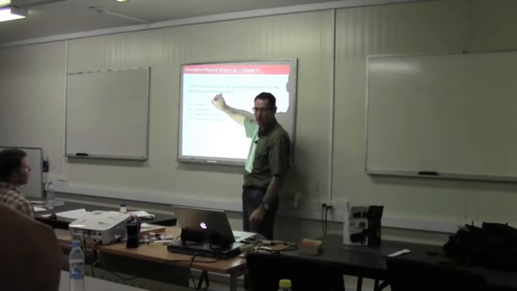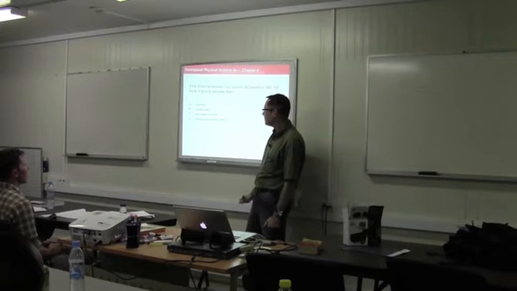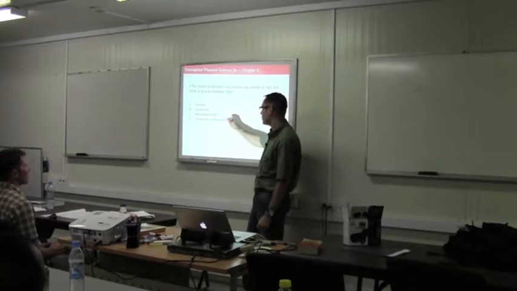Okay, how many people think doubles? One. How many people think quadruples? One, two, three, four, five, six. How many people think decreases to half? Zero. How many people think decreases to a quarter? One. Seven on quadruples. All right.